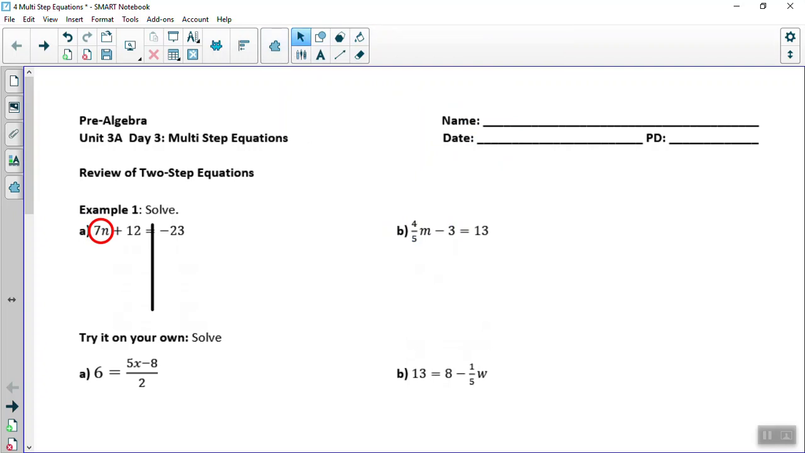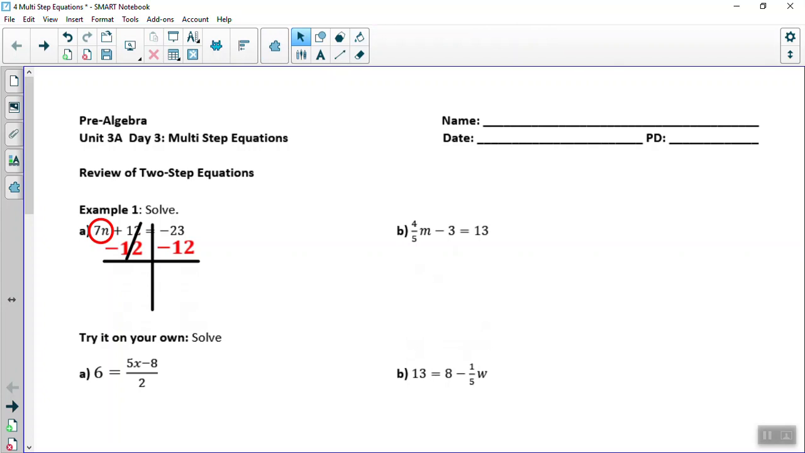So in order to get this term by itself, that means I need to get rid of this plus 12. So when we solve equations, we want to do the inverse operation. So the opposite, or the inverse of adding, is to subtract 12. So 12 minus 12 makes 0. So when I subtract 12 from here, I have to subtract 12 from here. That's going to cancel these two 12s out because, like we said, 12 minus 12 is 0.